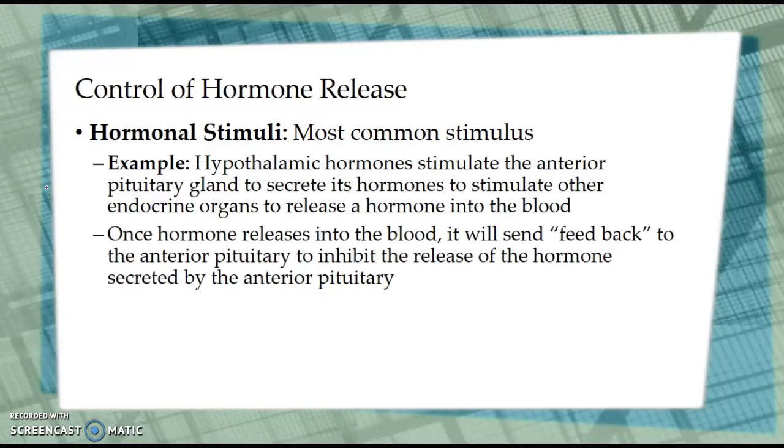For example, you have a hypothalamus in your brain. It's a little structure that's going to stimulate the pituitary gland to secrete its own hormones, which then stimulate other organs to release other hormones into the blood. So it's really just hormones causing other hormones to be released. That's why we call it the hormonal stimuli.